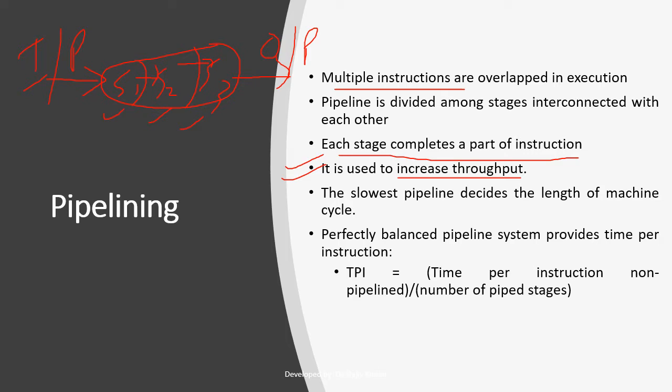During pipelining, we may have different stages. The slowest stage decides the length of the machine cycle. Generally it is considered to be the same. Once all the stages are working on the same timing, we can easily find the time per instruction: time per instruction in a non-pipelined environment divided by the number of pipe stages. So if a non-pipelined instruction took 20 and there were 4 stages, then 5 will be the time per instruction.